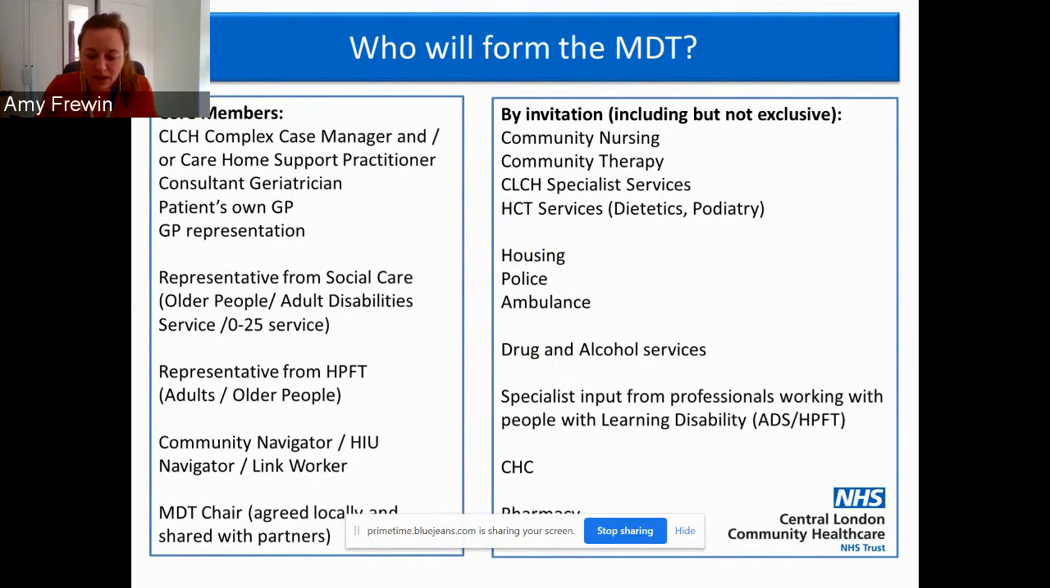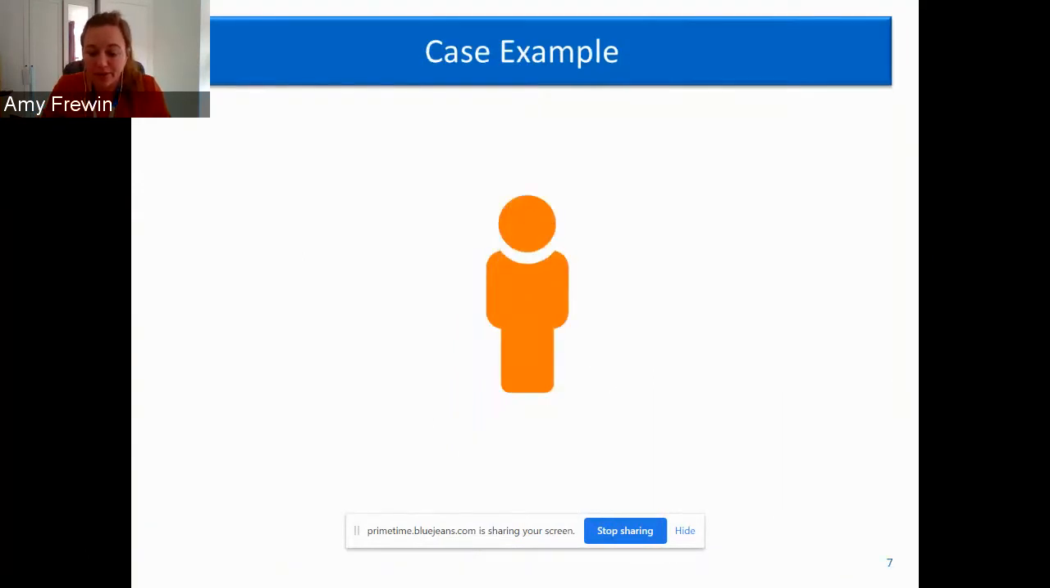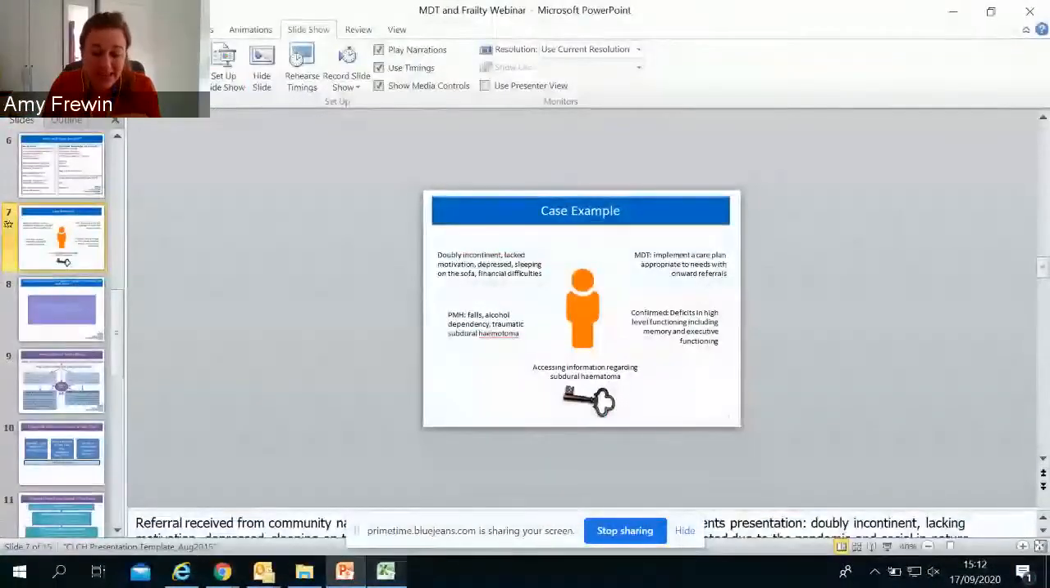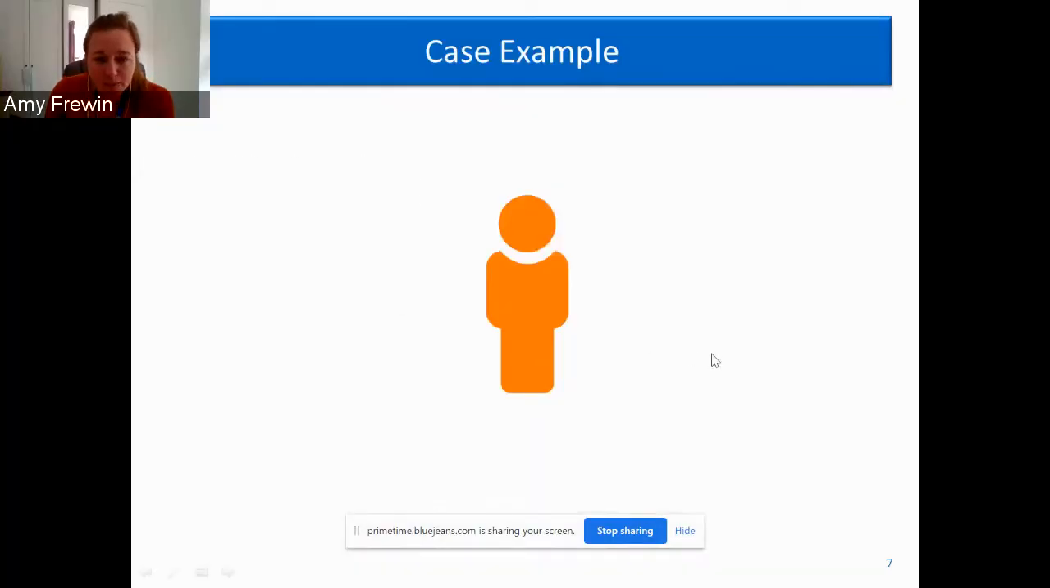Okay. I'd like to give you an example of a recent case that has come through the complex case management pathway and one of our locality MDT meetings. The slides have come off, but while Stacey's fixing that, I'll start to explain the case to you. We had a referral received from the Community Navigation Service during the COVID-19 pandemic peak, particularly with concerns regarding the client's presentation.